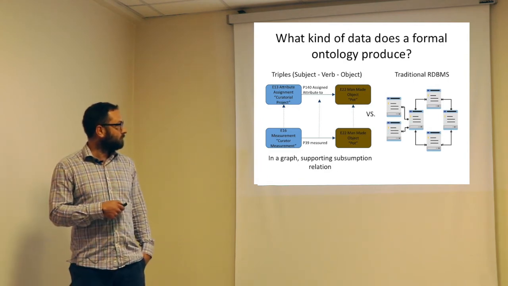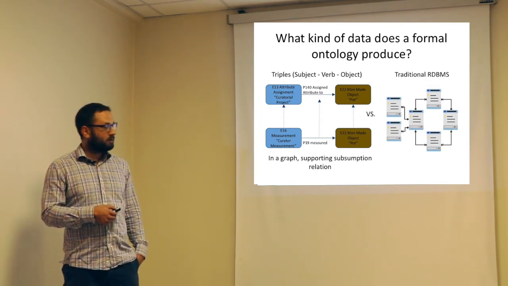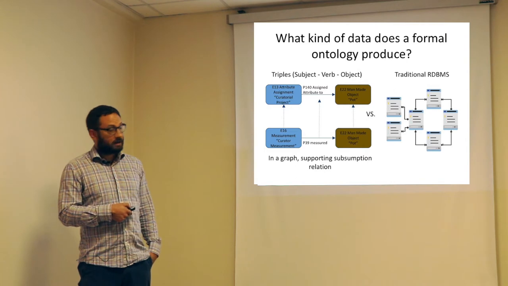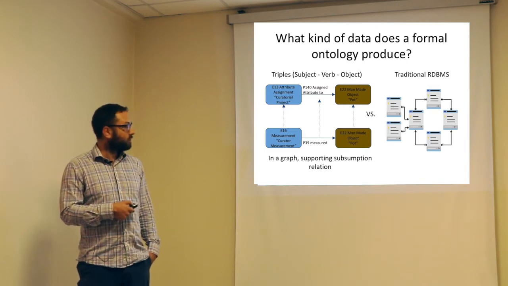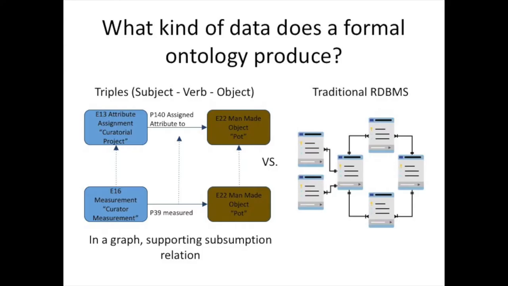So the data comes in what is known as triples, and those can also be described as subject, verb, and object. The subject will be a class, the object will be a class, and the verb is the property or the relation that we were just talking about previously. So we can have, for example, an event of assigning an attribute, which does the assigning of the attribute to a man-made object. That is something that, with a little bit of document reading, a human understands, which a computer can process.